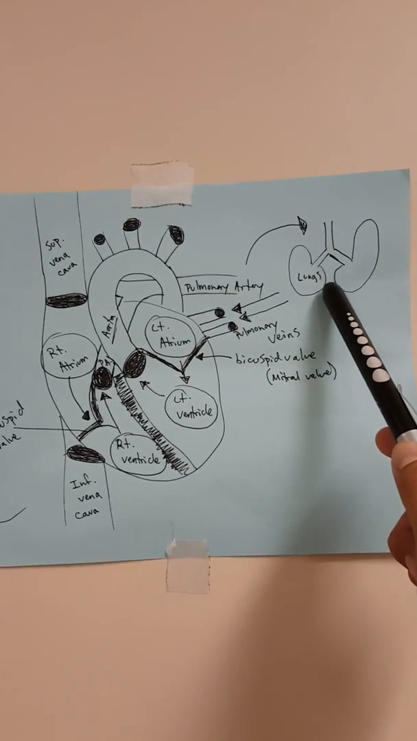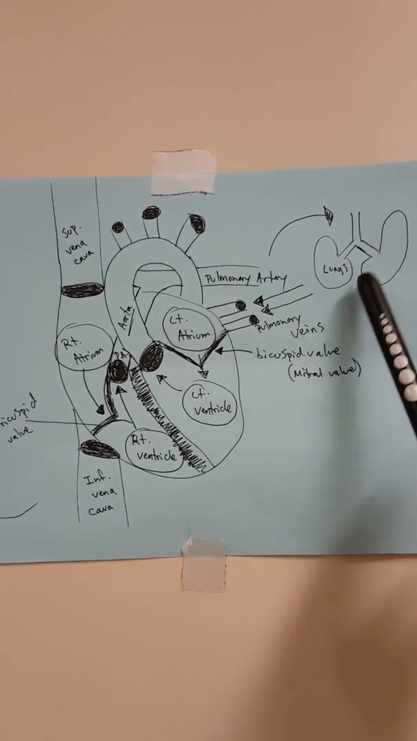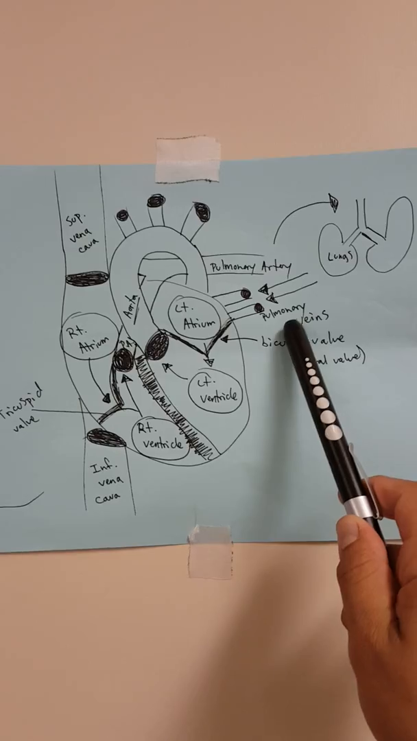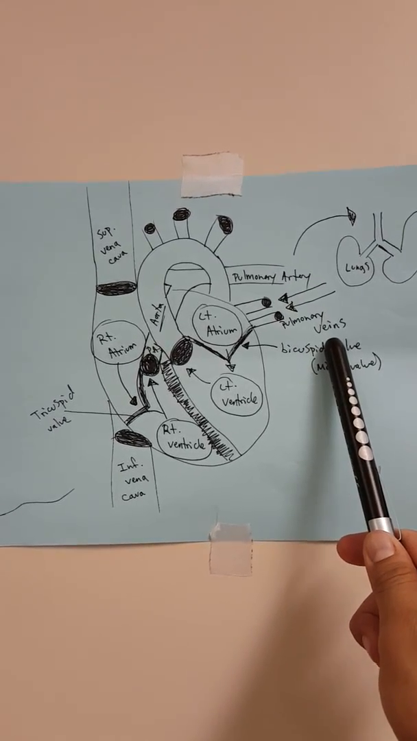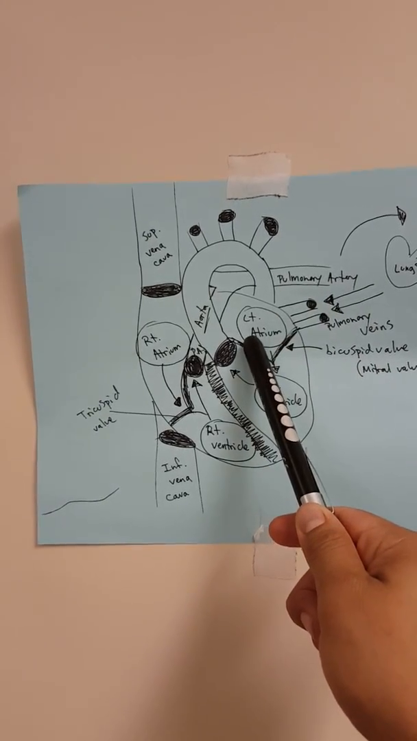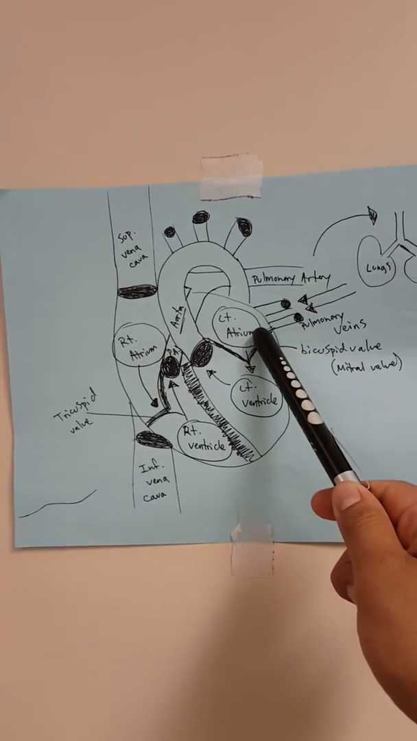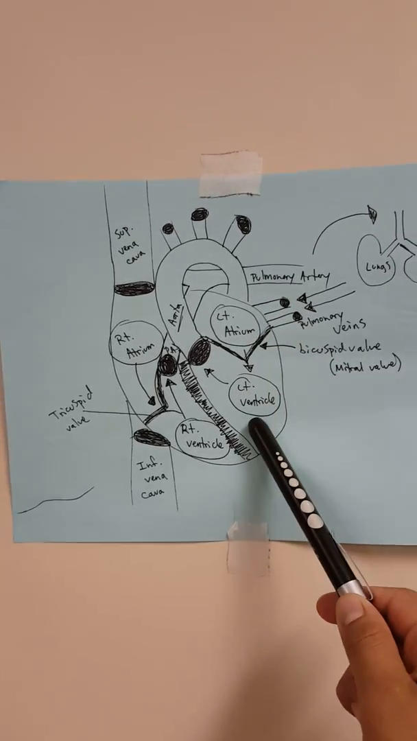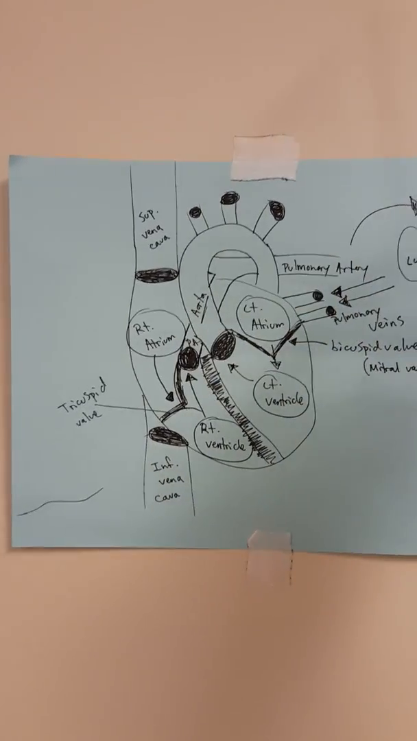Oxygen exchange happens, waste exchange happens. Then oxygenated blood travels back to the heart via the pulmonary veins. It's important to notice this because it's one of the few times oxygenated blood travels through veins. So it goes into the left atrium, passes the mitral valve or bicuspid valve, goes into the left ventricle, contracts, goes into the aorta, and is dispersed throughout the body.